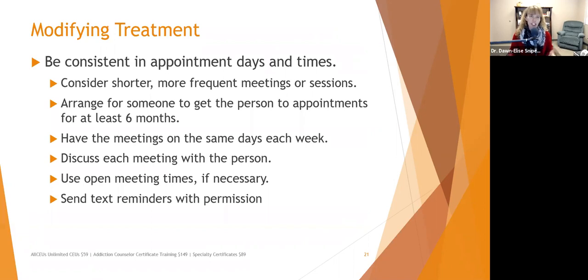And with permission and HIPAA compliance and all that stuff, send text message reminders to the person so they get a push notification on their mobile device that reminds them that they've got an appointment in 30 minutes, or they need to leave to get to the bus so they can get to their appointment. Sometimes you may need to have a text message reminder that they've got to take a shower, that they've got to leave for the bus in order to get to their appointment.